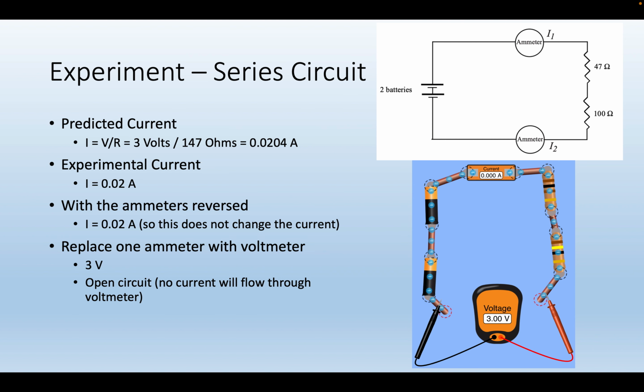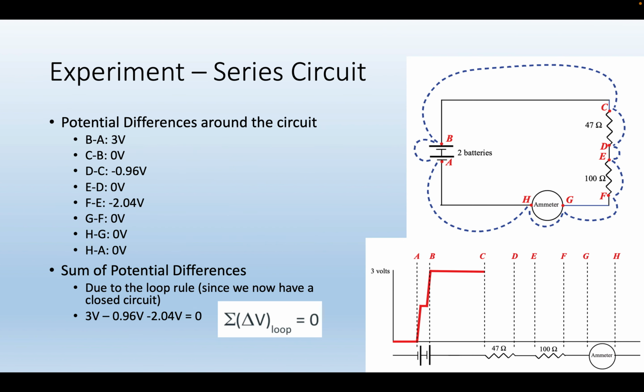When we reversed the ammeters, the current did not change. And when we replaced one ammeter with a voltmeter, it read a voltage of 3 volts, and it was an open circuit, so no current will flow through the voltmeter. Next, we calculated the potential differences around the circuit, and the only segments that had a non-zero potential difference were between B and A, D and C, and F and E. Next, using the loop rule, we calculated the sum of potential differences around a closed circuit, which should equal 0.